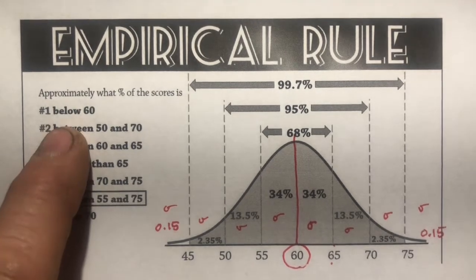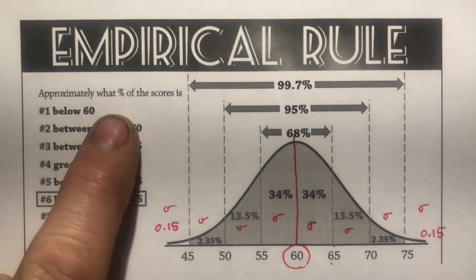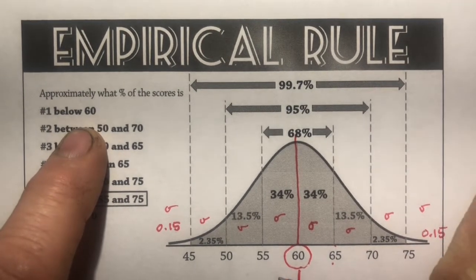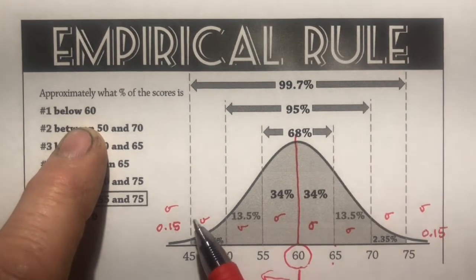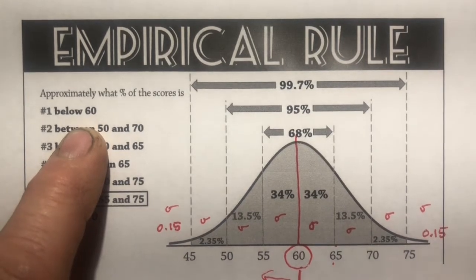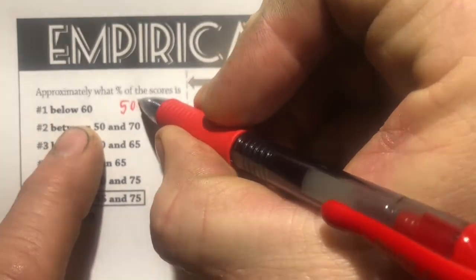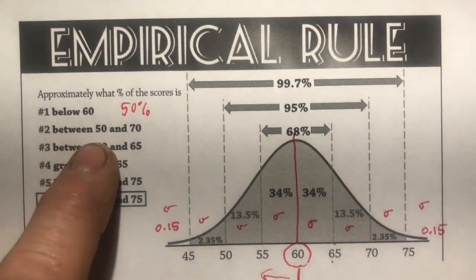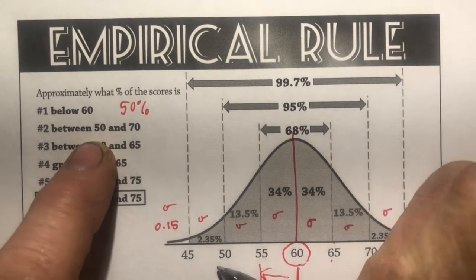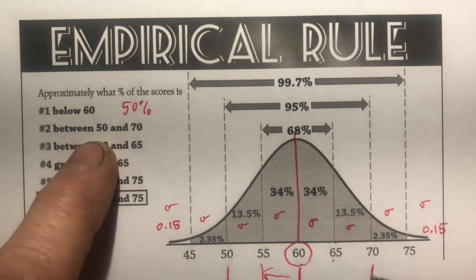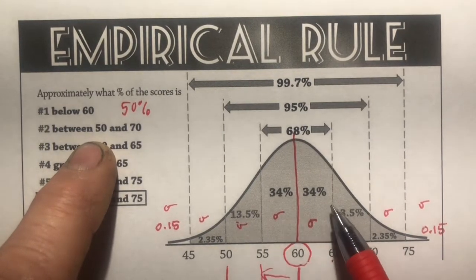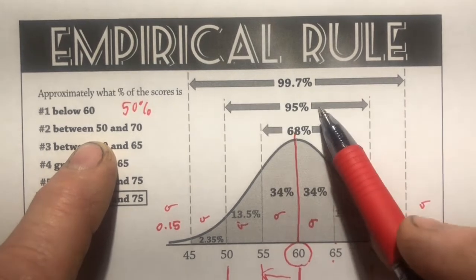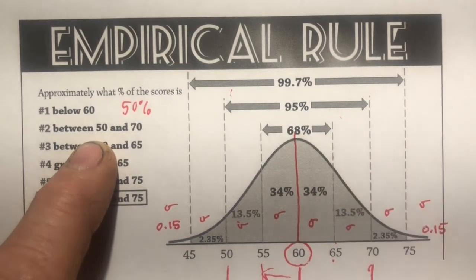But like here you go, like what percent of scores is below 60? So like right here is 60, below 60, you're looking at 50% below 60. 50%. Number 2 here, what percents are between 50 and 70? So we're at 50, right here's 50 and 70. So we're going to add all these up right here. So it's going to be 95% between 50 and 70.